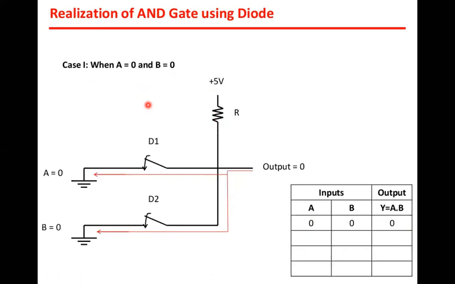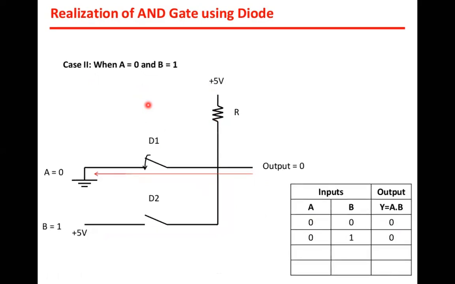Let's see when A is equal to 0 and B is equal to 1. Now you can understand by yourself. Again, the cathode of this particular diode is grounded. And the cathode of this other diode is connected to the positive polarity because we have given B as a 1. It means A is 0 and B is 5 volts. What will happen to the diode D1? The diode D1 is grounded and diode D2 is reverse bias. This is forward bias and this is reverse bias.